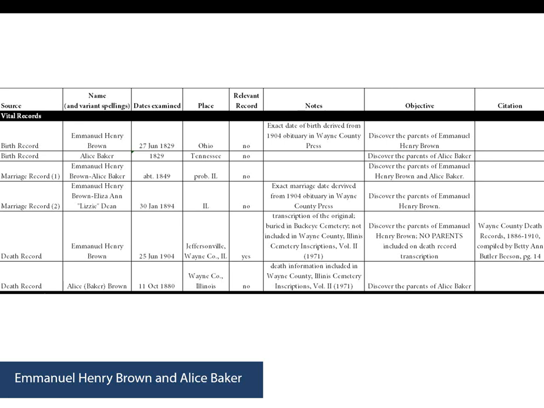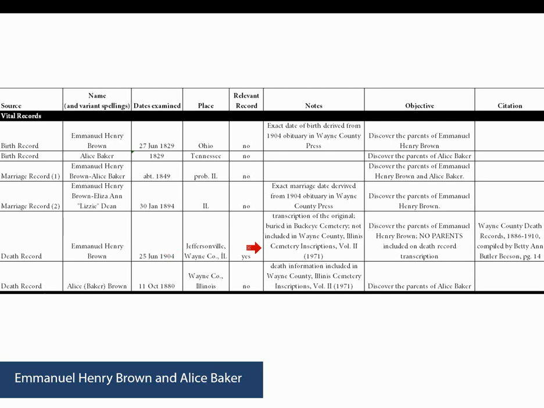So what I did was I filled out as best I could all of the information that I had for Emmanuel Henry Brown. So far, I don't have birth records for either Emmanuel or his wife, Alice. So I put that in this relevant record section. I do have a death record for Emmanuel Henry Brown. It's on the 25th of June, 1904, in Jeffersonville, Wayne County, Illinois.